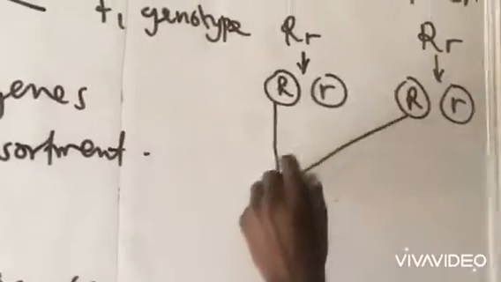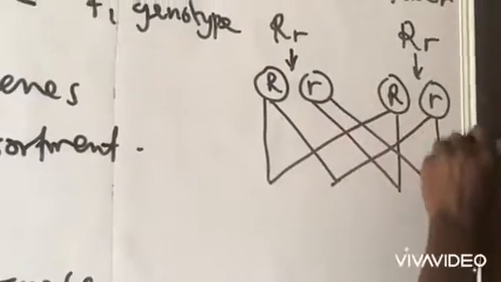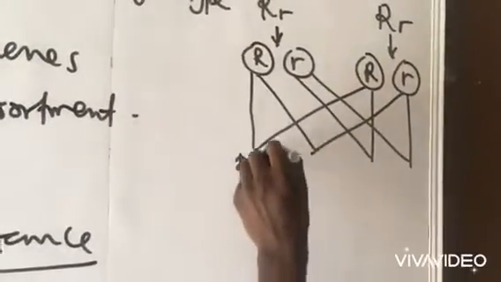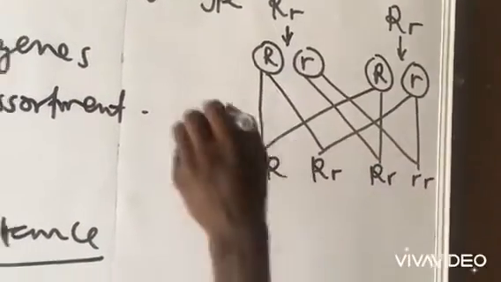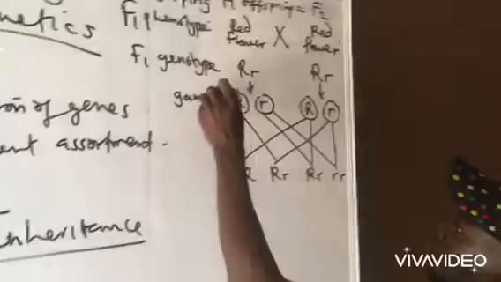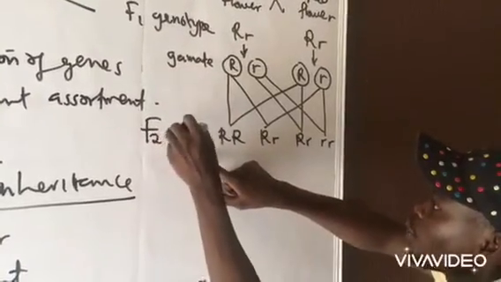So when you have self-fertilization or cross-fertilization, we have something like this. So this is the gamete. Then we have the offsprings. That is the F2 offsprings or F2 generation.